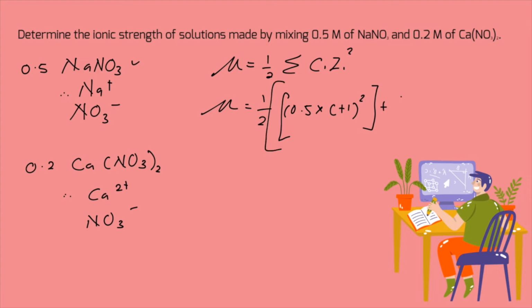Then you need to add 0.5 times the charge for the NO3, which is actually negative 1, so negative 1 squared. Plus, we are going to move on to the CaNO3, and we are going to do it for both ions, for Ca2 plus and also NO3 minus.